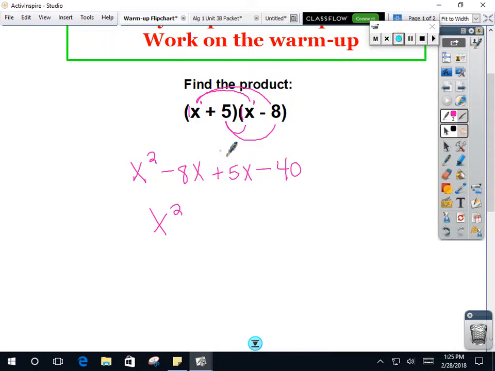Okay, negative 8x plus 5x is, what's negative 8x plus 5x? Negative 3x. And then minus 40.